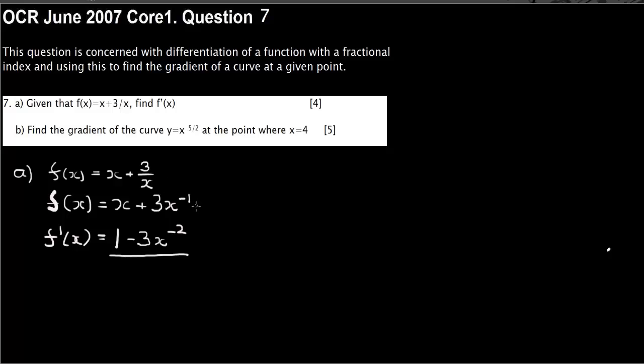So that's 1 minus 3x to the minus 2, and that's f dashed of x, and that gives us 4 marks.